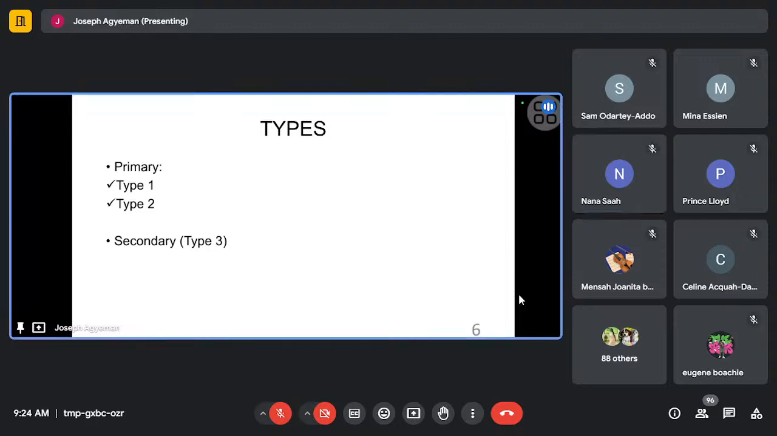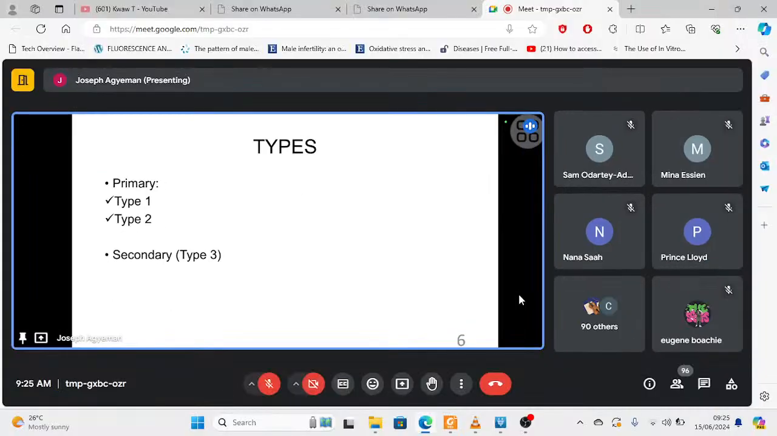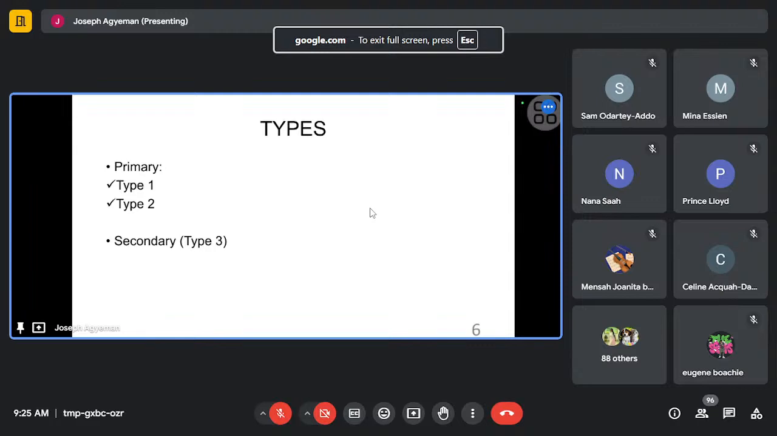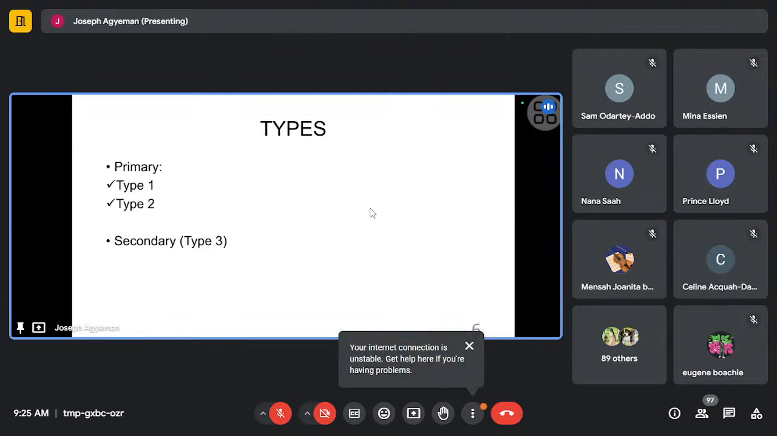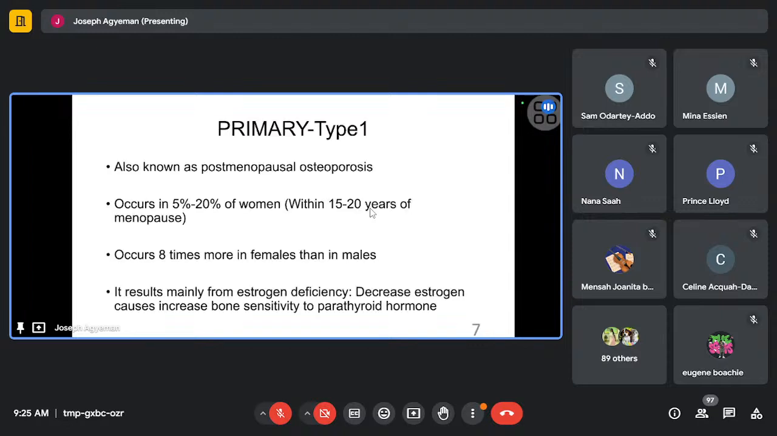If not, then let's look at the types of osteoporosis. Basically, we have two main types, primary and secondary. And the primary has subtypes 1 and 2. And because of this, at times we classify the secondary one as type 3. Basically, it is primary and secondary. And the primary one will have two subtypes. So what are these types?